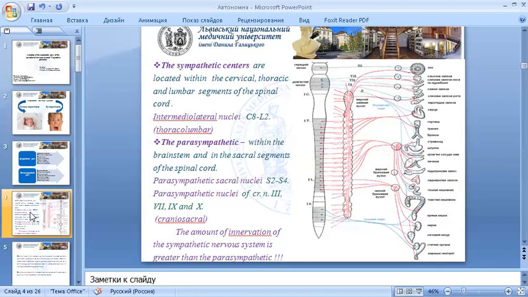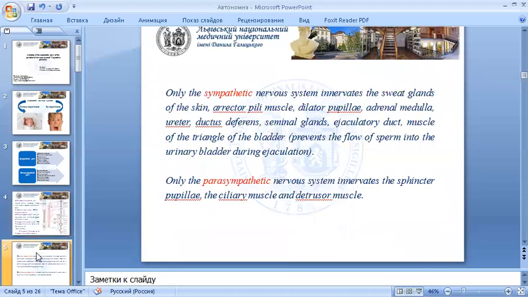The amount of innervation of the sympathetic nervous system is greater than parasympathetic. And only the sympathetic nervous system innervates the sweat glands of the skin, arrector pili muscle, dilator pupillae, adrenal medulla, ureter, ductus deferens, seminal glands, ejaculatory duct, and the muscle of the triangle of the bladder, which prevents the flow of the sperm into the urinary bladder during ejaculation.